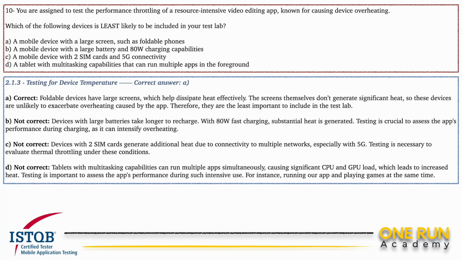Moving on to option C, which describes a mobile device with 2 SIM cards and 5G network capabilities. As a starter, having 2 SIM cards means the device can connect to 2 separate networks, which generates extra heat from the internal antennas. Add 5G capabilities to that, which are known to heat up devices even more, and you can easily make this device reach super high temperatures. This necessitates testing performance for such a device. Hence, option C is important to test.